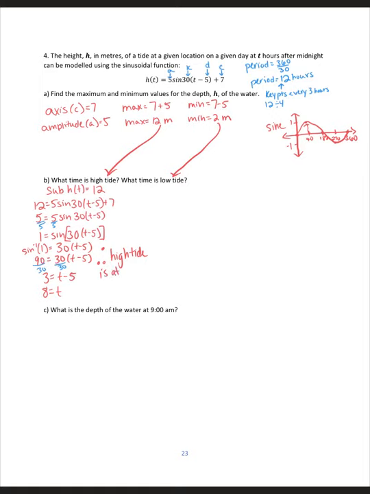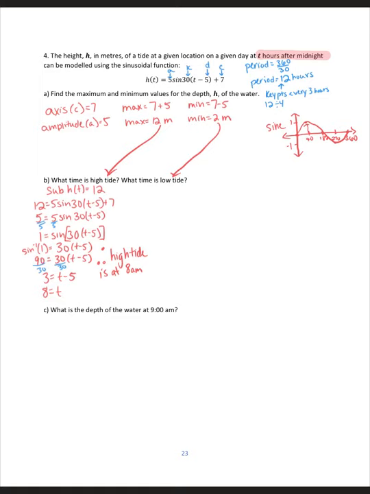is at, remember our t is represented by the number of hours. T is the hours after midnight. So if we just found t to be 8, then we can say high tide is at 8 a.m. because it's 8 hours after midnight. Let's look at low tide.